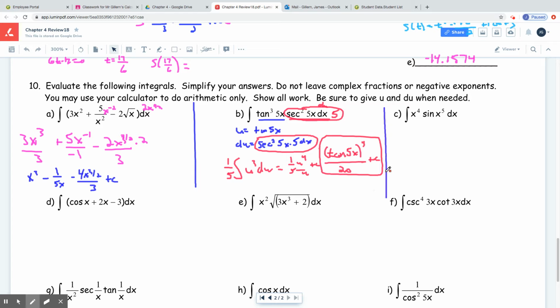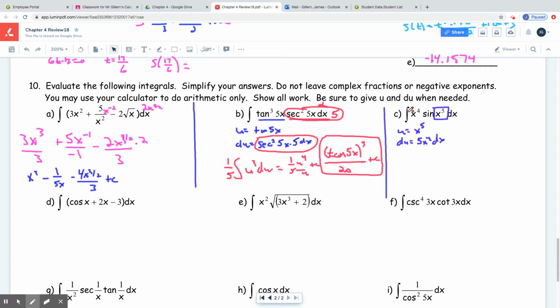All right, we got another trig one, and we have just one trig function. Our u is whatever comes after the trig, which is x to the 5th. We take the derivative of x to the 5th, which is 5x to the 4th dx. I need all of this. I have an x to the 4th. If I didn't have an x to the 4th, I couldn't do this problem because we can't add in variables.